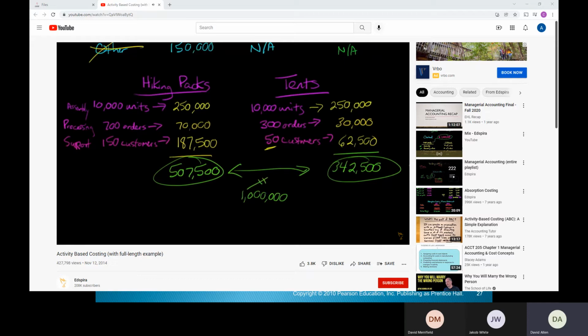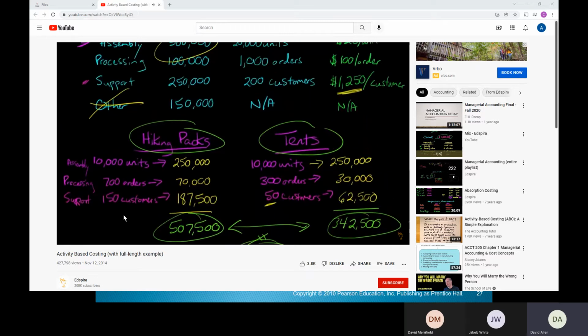So that's fine. And so the important takeaway is that ABC is nice because it helps us get a better idea of what the specific costs and cost drivers are for the hiking packs division and the tent division, instead of just lumping the $1 million into one big bucket, looking at the number of machine hours, and then taking one plant-wide overhead rate and applying that to both divisions.